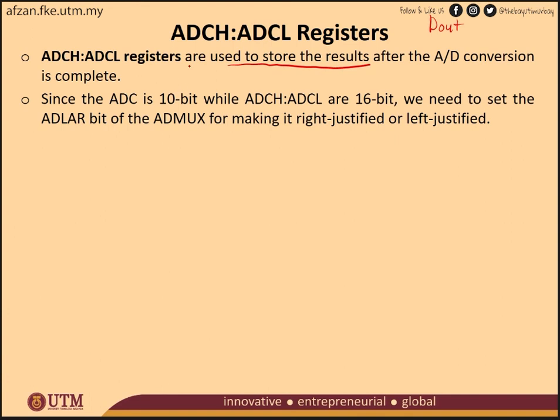Every time you complete a conversion from analog to digital, the result will be stored in this register. Again, because your ADC is 10 bits, from this 16 bits of data in ADCH and ADCL, only 10 bits will be used, and the other 6 bits will be unused. So you need to make sure whether you want to store it right justified or left justified.